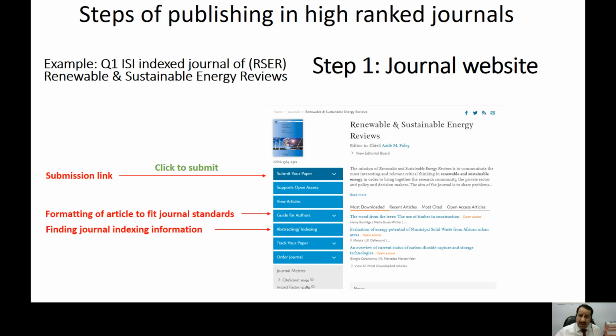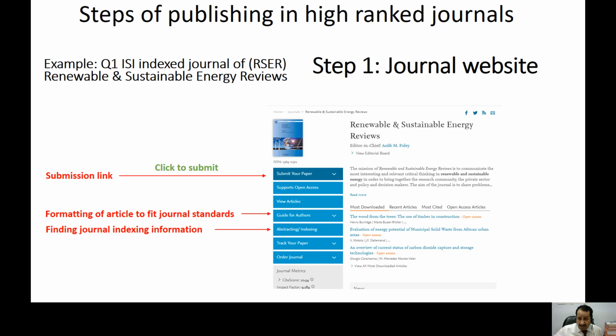Now, next is how we submit our paper. After we decide that we are going to submit our paper to a journal, which is Renewable and Sustainable Energy Reviews, as an example, it could be any journal, you go to the website and you can see some links. You can click on them. This menu, submit your paper. If you go for this, then you start the submission.